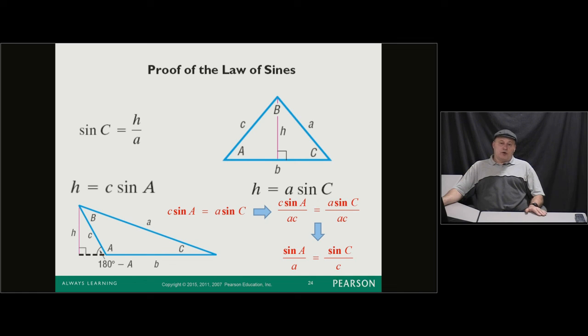Before this course, if you wanted to know the unknown parts of a triangle, the only thing you knew was the Pythagorean theorem, or if you know a little bit about trig, SOHCAHTOA. So this gives you the ability to find the unknown parts of any triangle, not just a right triangle.